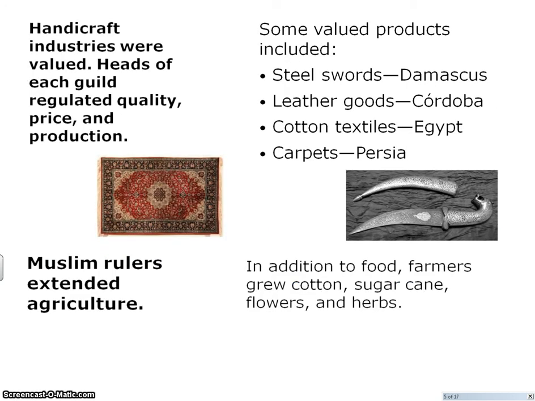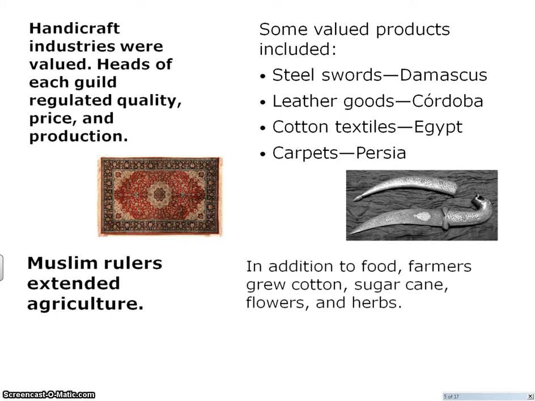Okay, handicraft industries are valued. Heads of each guild regulate quality, price, and production. Some of the most valued products were steel swords from Damascus, Syria, leather goods from Cordoba in Spain, cotton textiles, which is just fabric, from Egypt, and carpets from Persia. Persian rugs are still a big deal today. There's a store downtown, Jacobs and Oriental Rugs, that sells these rugs.